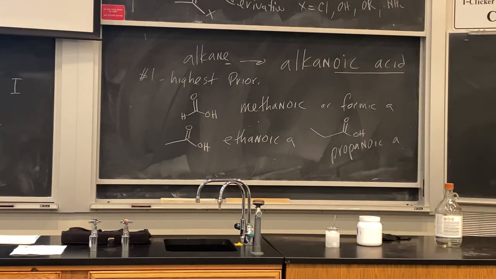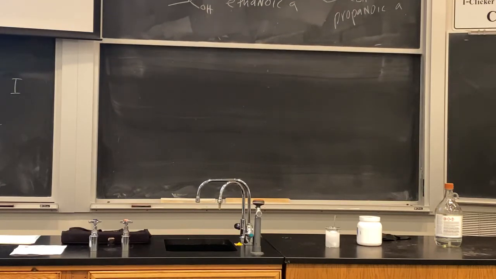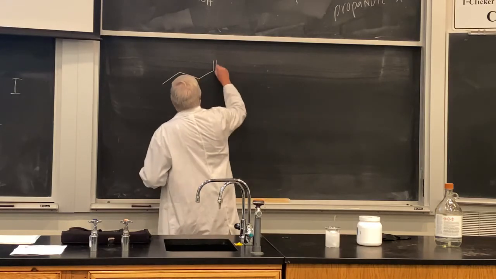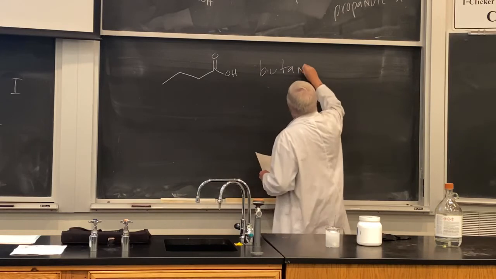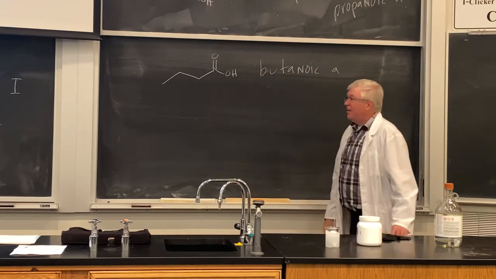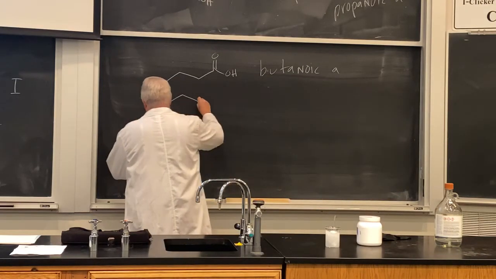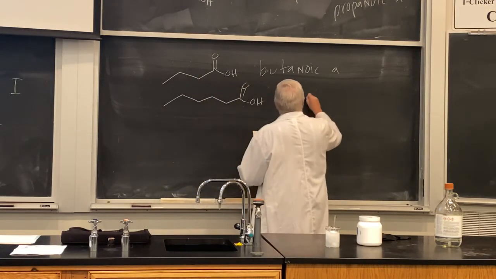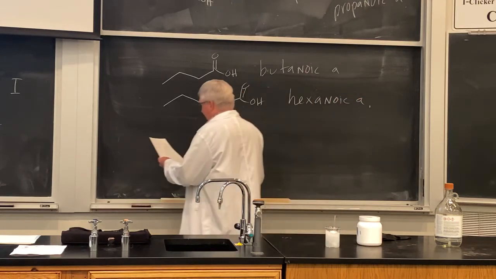Let's get another view here. How about this one? We've got butanoic acid, or butyric acid. That's the common name for that. And going up, pentanoic acid. Let's skip ahead to 6. That would be hexanoic acid. Okay. And how about this guy?